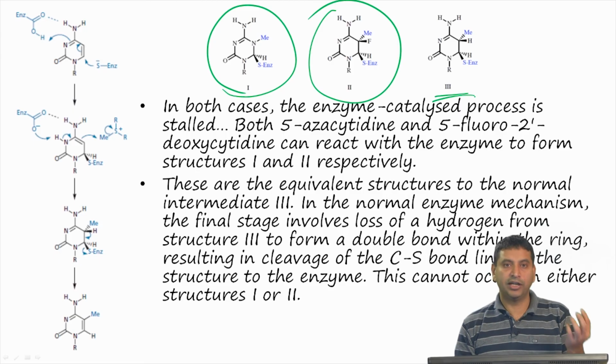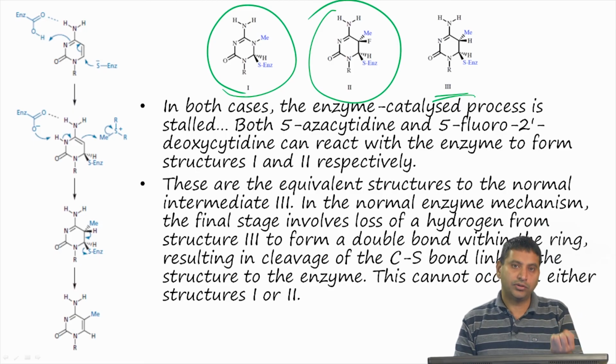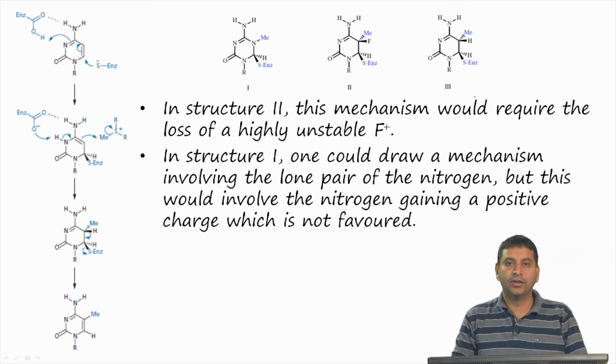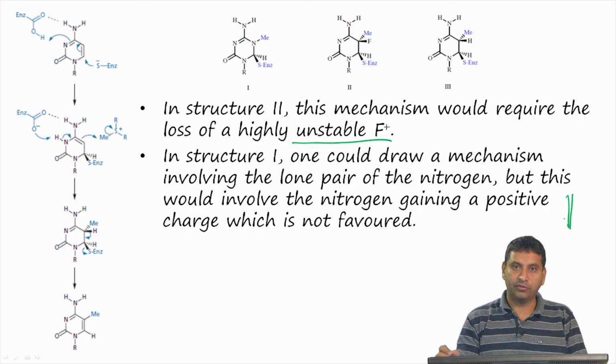Because we know the mechanism of DNA methyltransferase, we are able to propose or design a compound which does exactly what we want it to do, except that it covalently modifies the enzyme and prevents it from acting further. In structure 2, this mechanism would require the loss of unstable F plus, which does not happen. And in structure 1, you could draw a mechanism involving a lone pair of the nitrogen, but this will involve nitrogen gaining a positive charge, which is not favored. So, a knowledge of the mechanism of action is going to be very useful in designing mechanism based inhibitors.